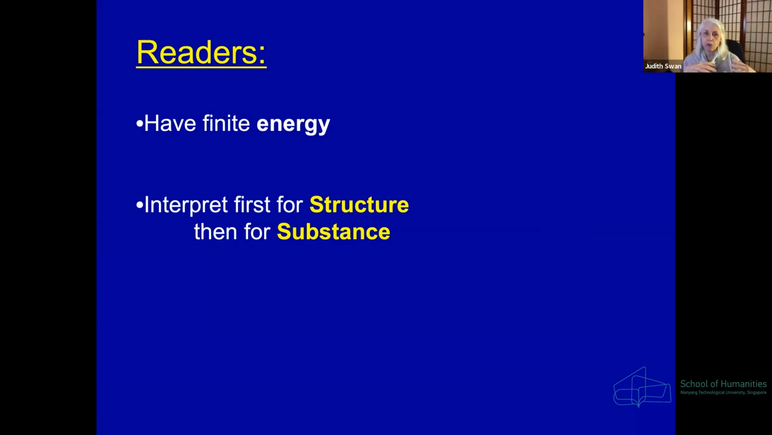So if you put these two postulates together about readers, that they have a finite amount of energy, and that they interpret first for structure and then for substance, we can arrive at a working definition of bad writing in general and bad scientific writing especially: this is a zero-sum game. Energy that goes to figuring out the structure is simply not available to figure out the substance. So bad writing, from a reader's perspective, is writing that requires a disproportionate, an excessive amount of the reader's attention and energy simply to figure out how to put it all together.